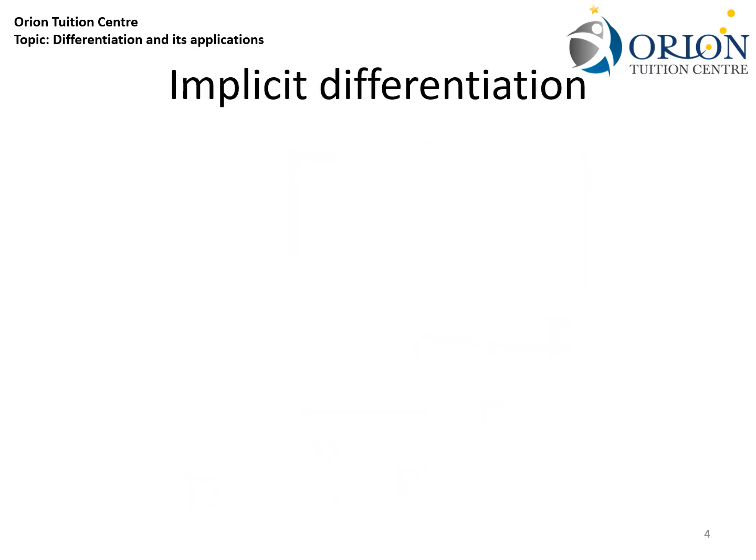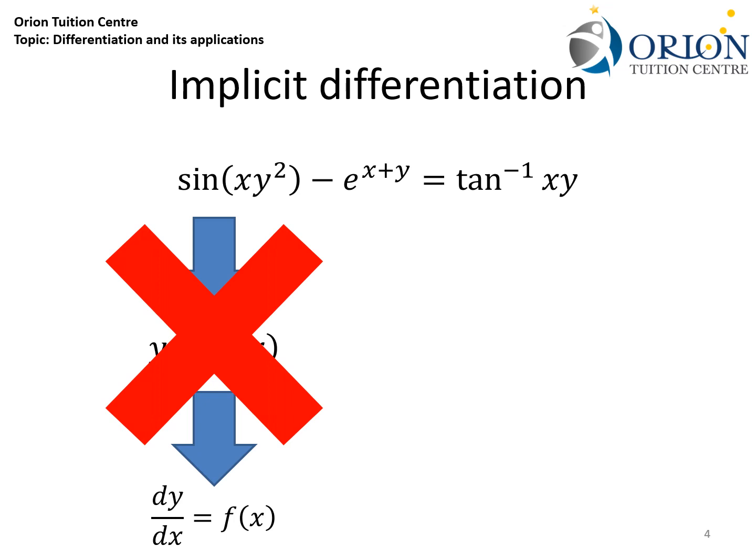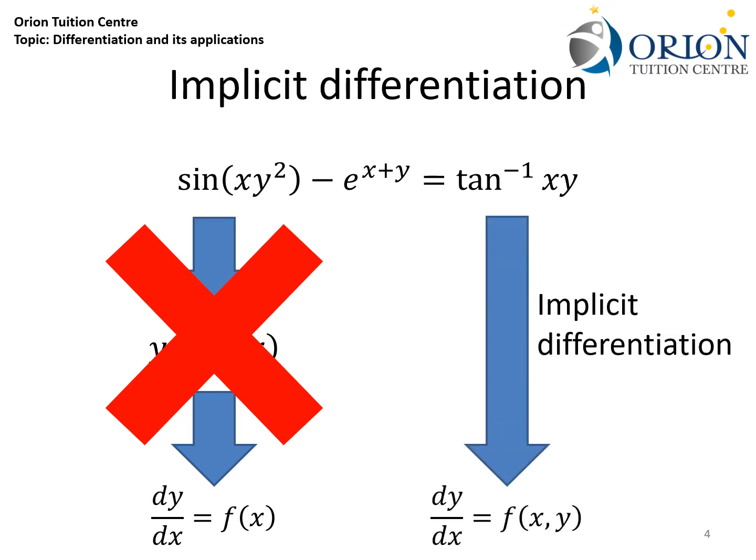In some equations, it is impossible for us to express y explicitly in terms of x. For example, we might have an equation that looks like this. There is just no way for us to express y in terms of x, for us to carry out direct differentiation to find dy/dx in terms of just x. However, we can carry out implicit differentiation to obtain an expression for dy/dx in terms of both x and y.